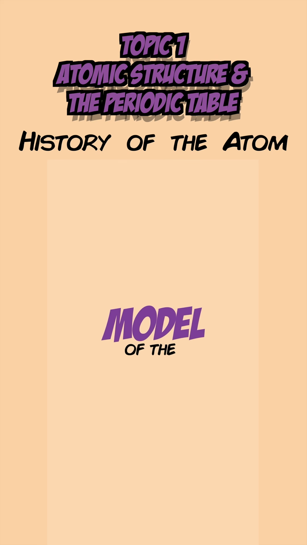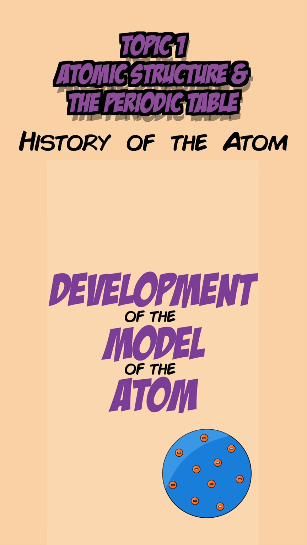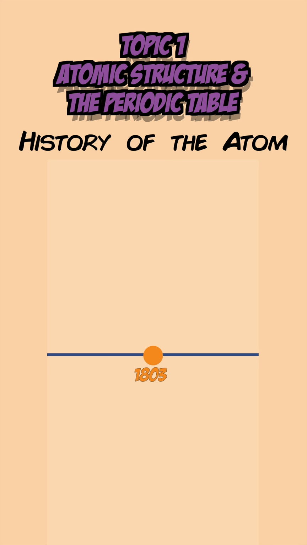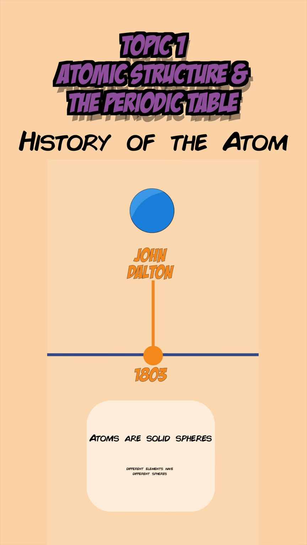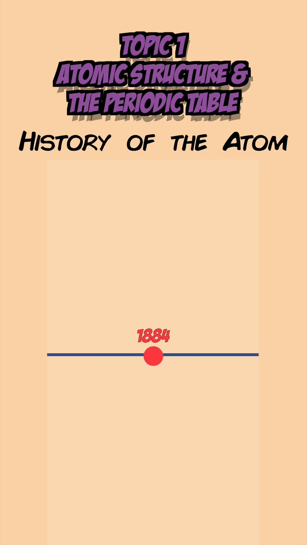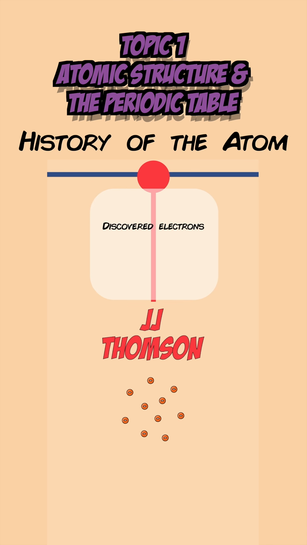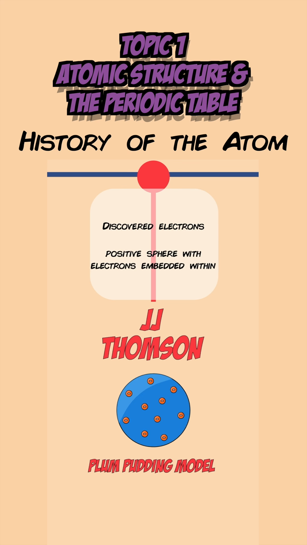The model of what we think atoms are has developed throughout history due to the discoveries of many different scientists. It all started in 1803 where John Dalton proposed that atoms were solid spheres and different elements had different types of these spheres. By 1897, J.J. Thomson carried out experiments which led him to discover electrons. He proposed a new model for the atom known as the plum pudding model, and this showed the atom as a sphere of positive charge with electrons embedded within it.